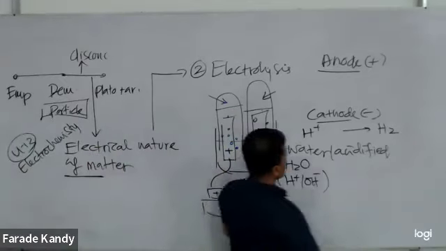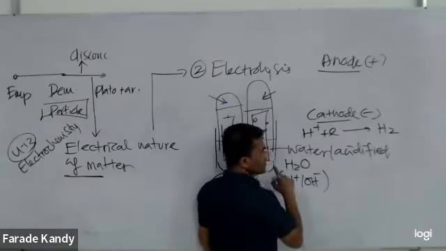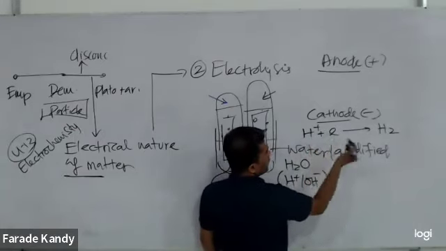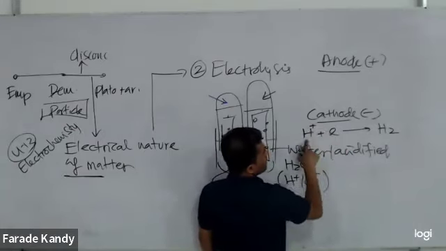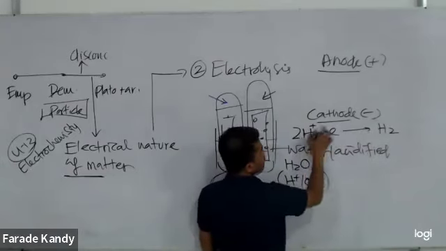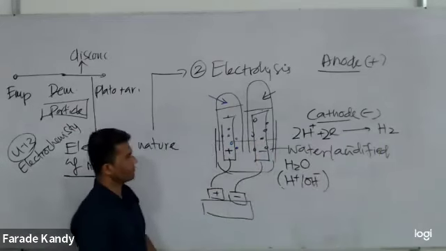But just revising it: H plus goes to H2 by accepting an electron. Is this a balanced equation? Not balanced. Again, if you can't balance it, it's okay. There are 2 hydrogens, so you should multiply this by 2. There are 2 positive charges, so you should multiply that by 2. Again, forget it if you don't understand.